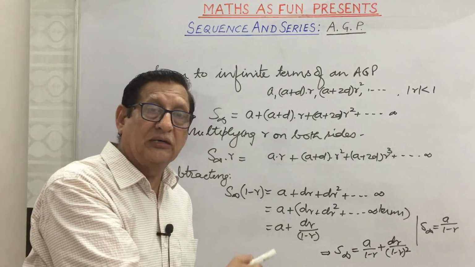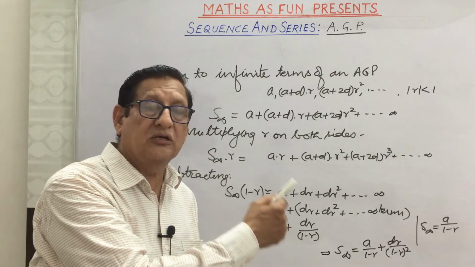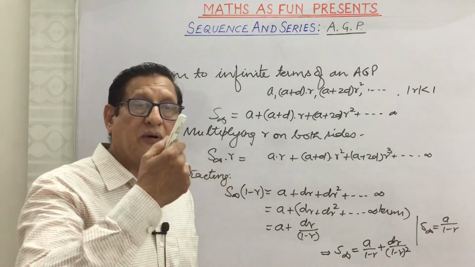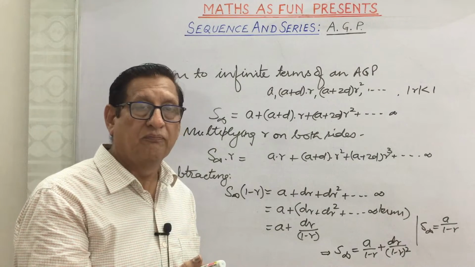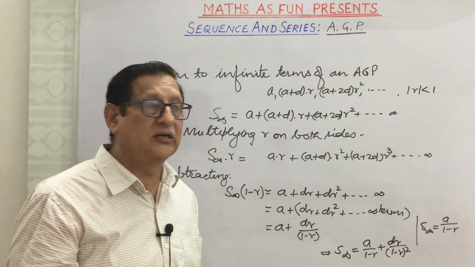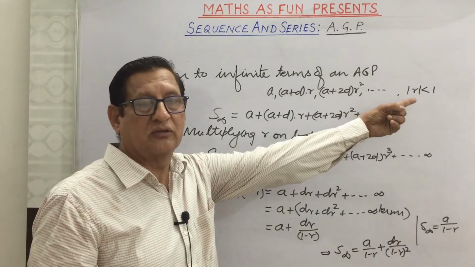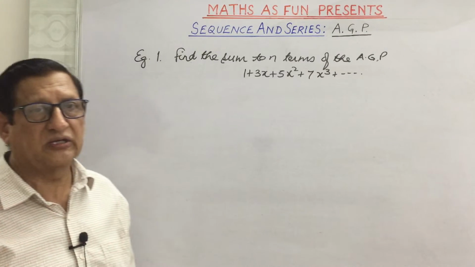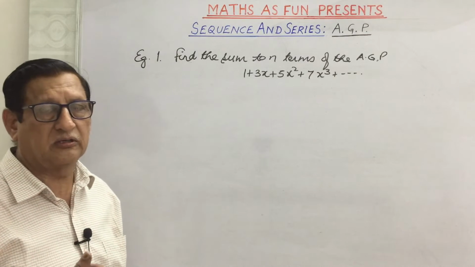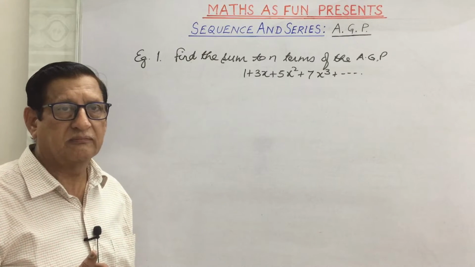The same formula can be obtained from the sum to n terms also, if we write that we know r to the power n, or r to the power n minus 1, is tending to 0 if n is tending to infinity when modulus r is less than 1. Now we will discuss some examples to find the sum of n terms and the sum of infinite terms of an AGP.